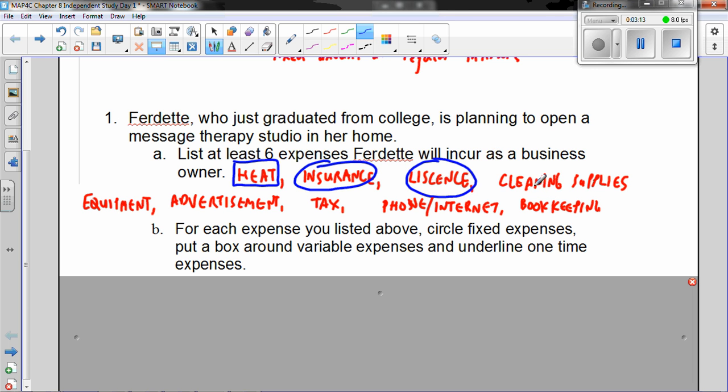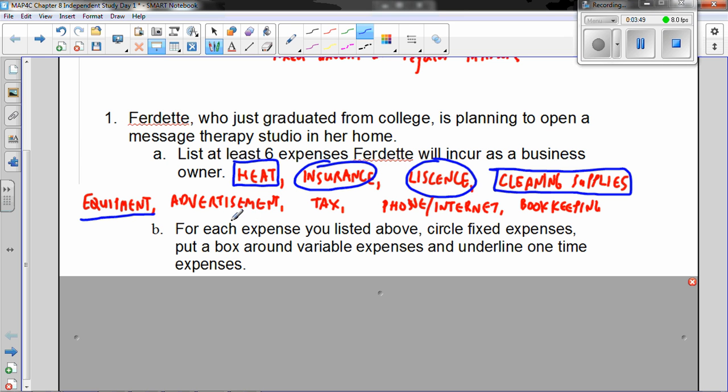Cleaning supplies, well, that's going to change month to month as well, right? It's not like we're going to spend a fixed $5 on cleaning supplies, so that is a variable expense. As far as the equipment, even though probably we'd think of it as a variable, we'd hopefully have it as a one-time expense, right? She's going to buy her massage tables and blankets, or what, I don't know what they have at a massage therapy studio, but probably a one-time thing for the most part, with some supplies being variable.